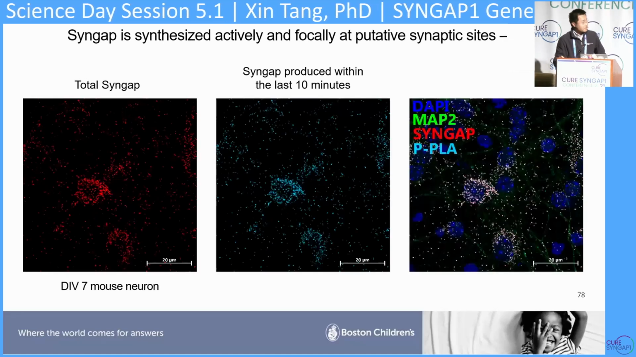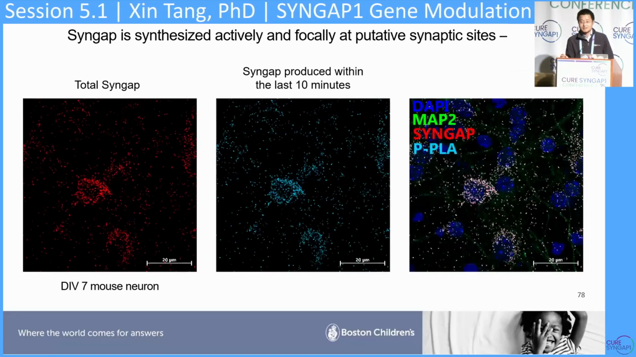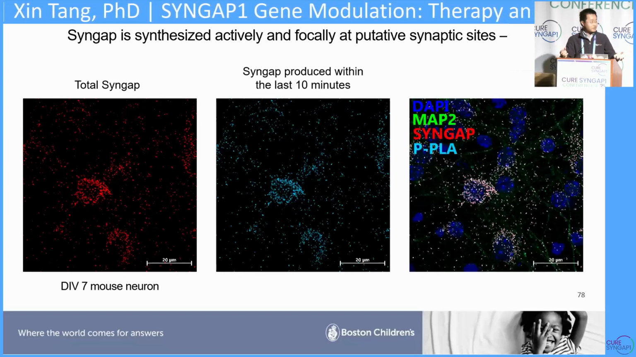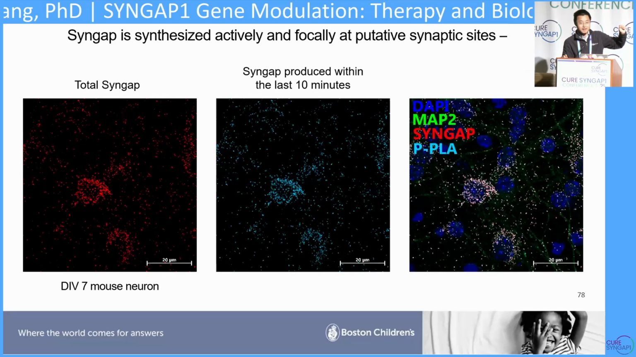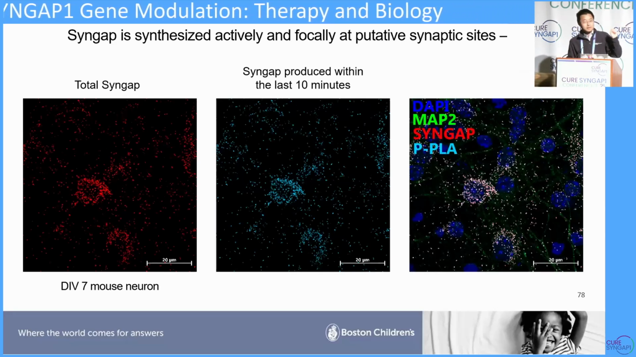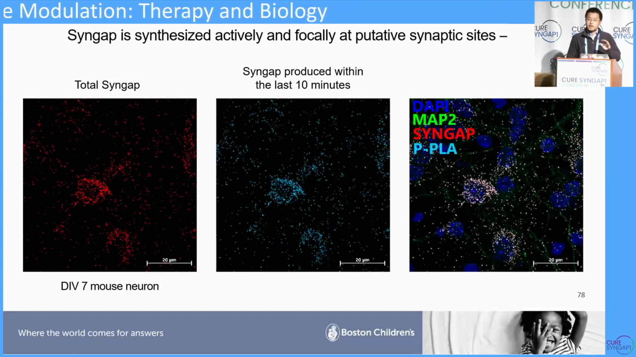And we found a very similar thing even at 7 days, at a very early stage. At 7 days, there are no dendritic spines, right? The synapses are barely forming, yet SYNGAP is already clustered and actively translated at those synaptic sites.